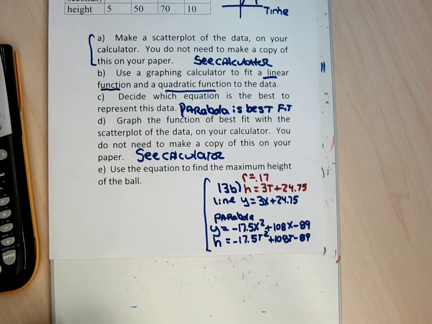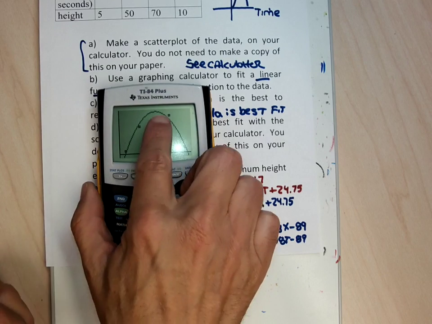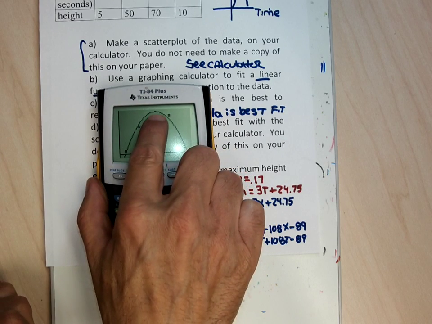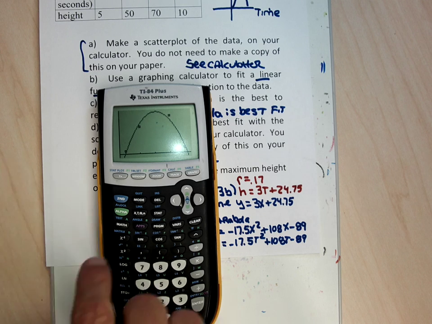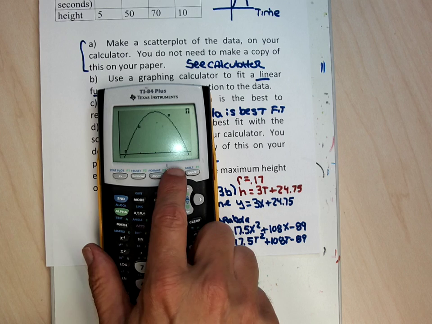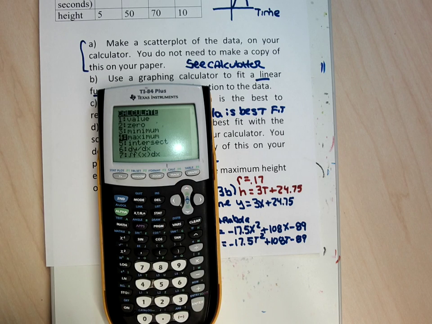Now I need to use the equation to find the maximum height of the ball. I think I can do this without any algebra. I have the equation graphed. The maximum height of the ball is going to be at the vertex. If I can find the y-coordinate of the vertex using my calculator, then I can answer the question without any algebra. And let me try to do that by going second, calc. The vertex is a maximum point because it's the maximum height of the ball.